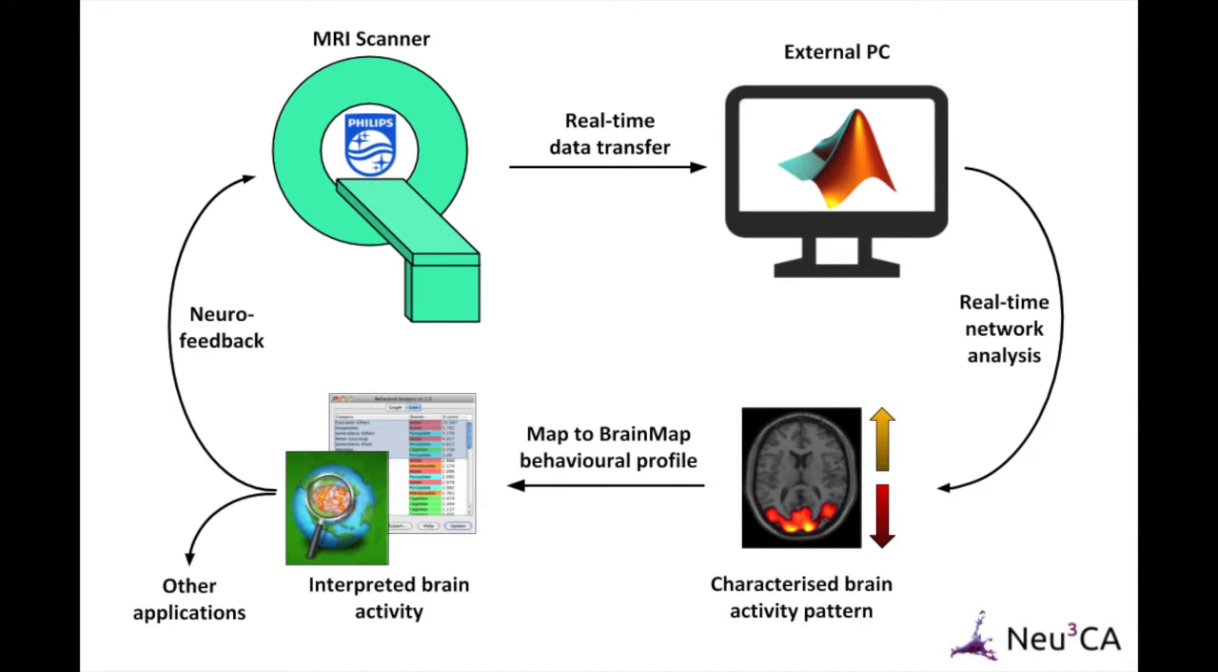The idea is to get a characterized brain activity pattern in real time, which we then map to a set of 50 behavioral profiles as defined by the BrainMap behavioral toolbox. These behavioral profiles are then much more intuitive for interpretation of brain activity and can be used as neurofeedback to the subject or for other applications.